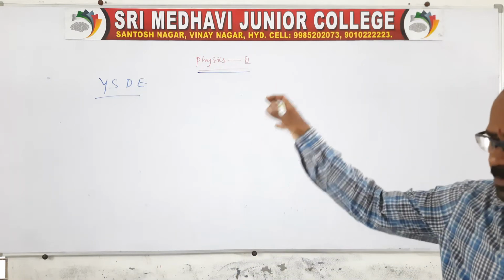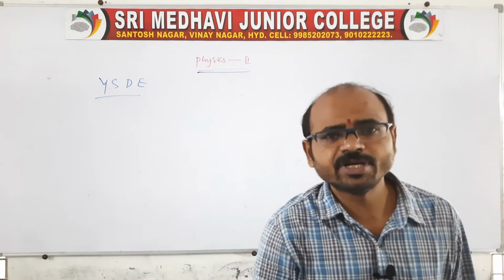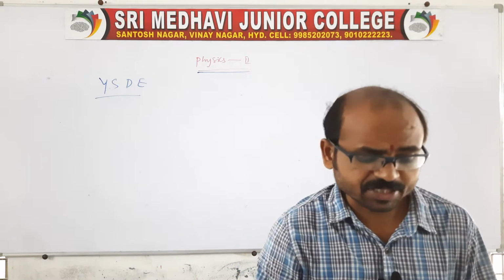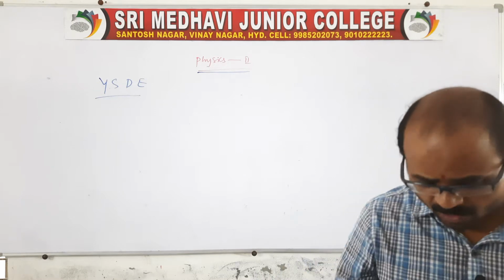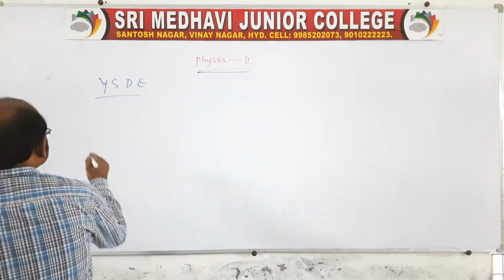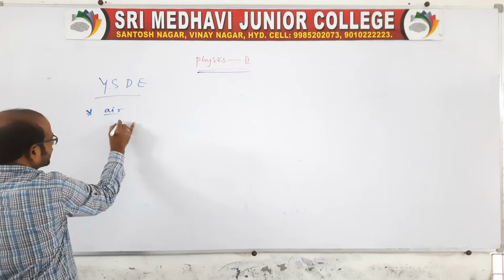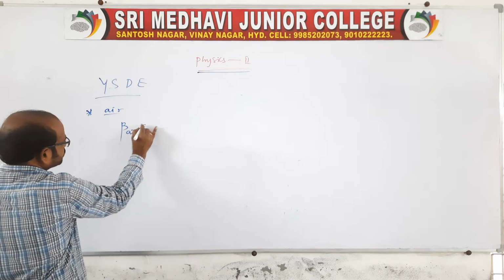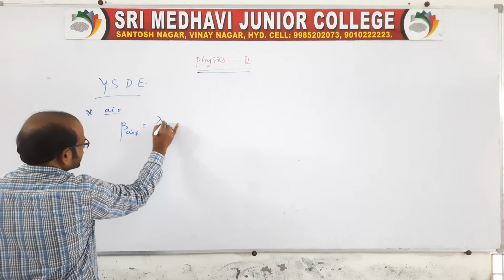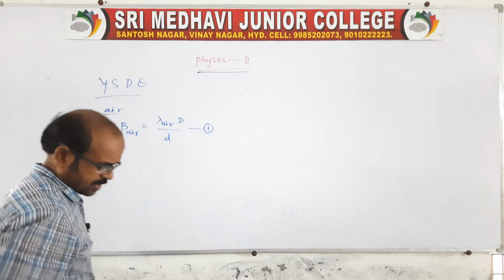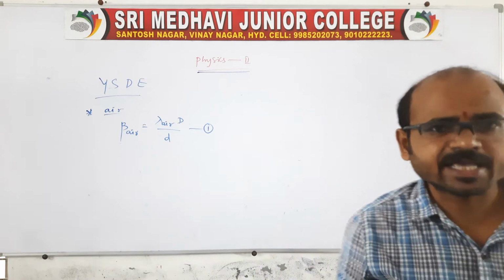If the apparatus is completely immersed in a fluid or liquid, what will happen to the fringe width? First, take the condition in air. For air, beta air is equal to lambda air capital D by small d. This is equation 1, when the experiment is conducted in air.